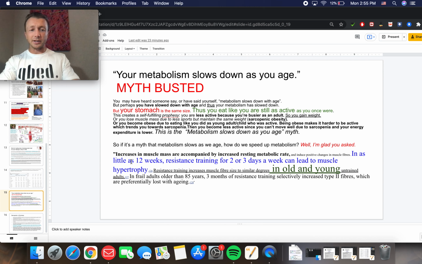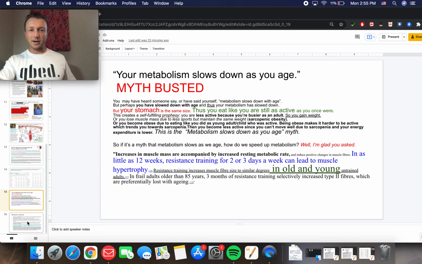And we can see this here in studies. Increase in muscle mass is accompanied by increased resting metabolic rate. In as little as 12 weeks, resistance training for 2 or 3 days a week can lead to muscle hypertrophy, with similar muscle fiber sizes in young and old untrained adults. So in frail adults older than age 85, 3 months of resistance training selectively increased type 2 muscle fibers, which are preferentially lost with aging. So really this study shows us that there's no wrong time to start a progressive resistance training program.